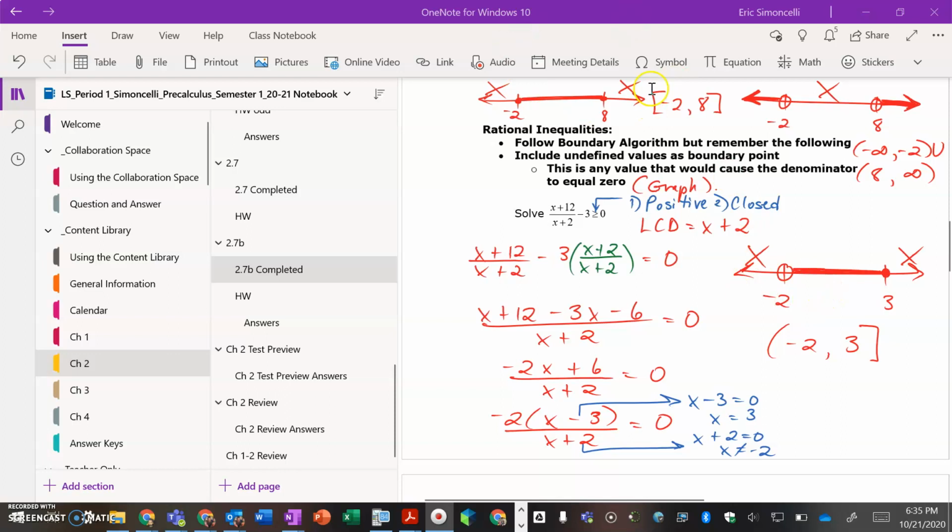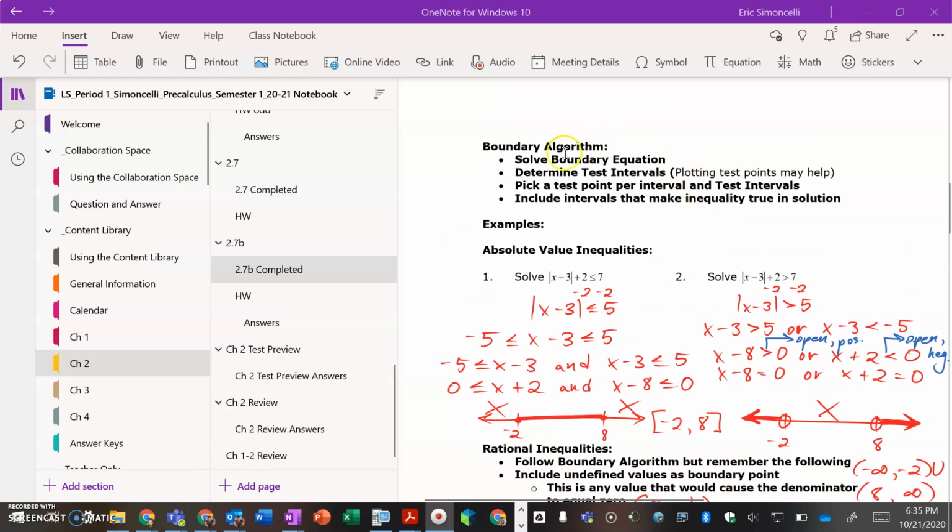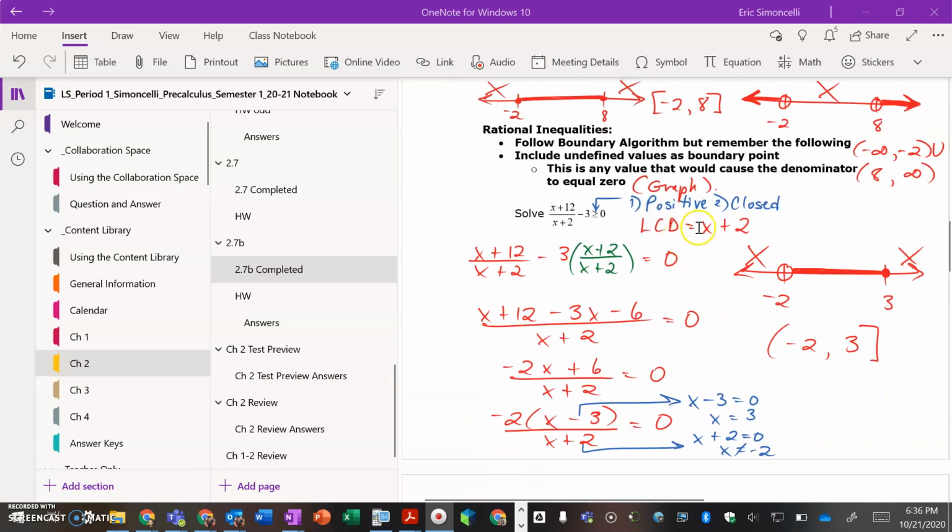So the segue from the last couple problems, as well as the warm-up from today, including the problem we just solved with rational expressions in the rational equation format, we're going to assess how we're going to go about using the boundary algorithm. Remember the following: include undefined values as a boundary point, which is any value that would cause the denominator to be equal to 0, but also go through those same exact steps in terms of determining test intervals and picking a test point per interval. So let's go ahead and take a look.